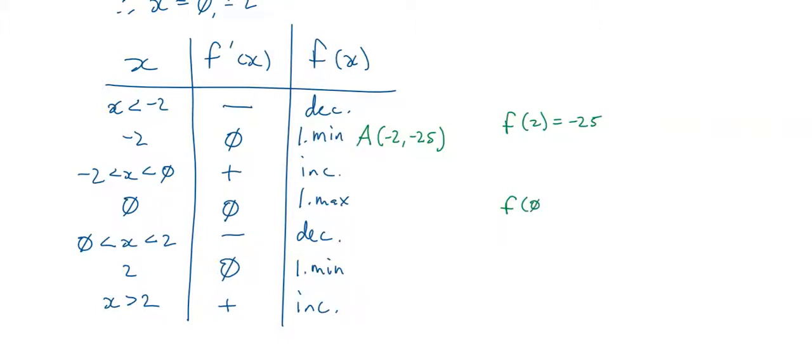F at 0 is, well, -9. We already know that. That's our Y-intercept. And f at, well, that should say -2. And f at +2 happens to also be -25. So now I've got point B. This local max is point B, 0, -9. And this will be point C, 2, -25.